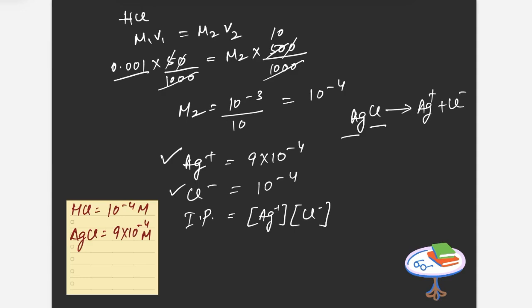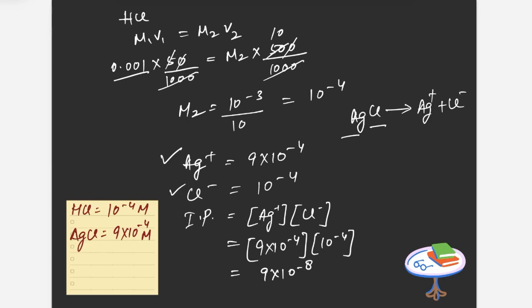तो यहाँ पे values, putting the values, this will be 9 into 10 to the power minus 4 multiplied by 10 to the power minus 4. This is equal to 9 into 10 to the power minus 8. So as can be seen, ionic product is greater than the solubility product.